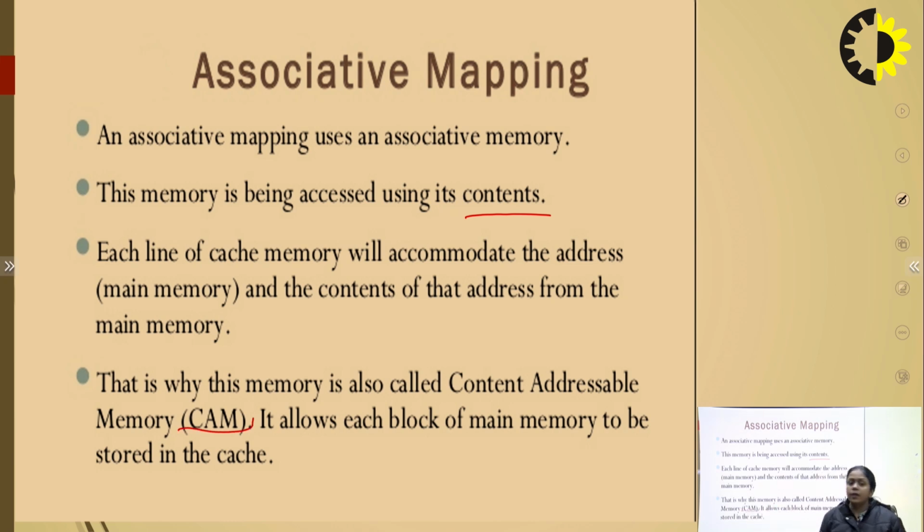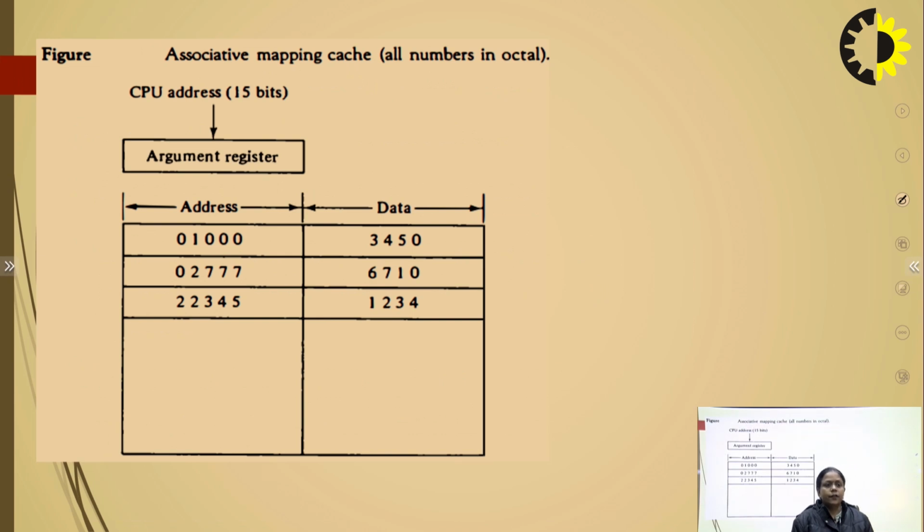So the other name of the associative memory is content addressable memory, because this memory can be accessed by the content only. Now you can see here, this is the figure for the associative memory. So this is the cache memory.